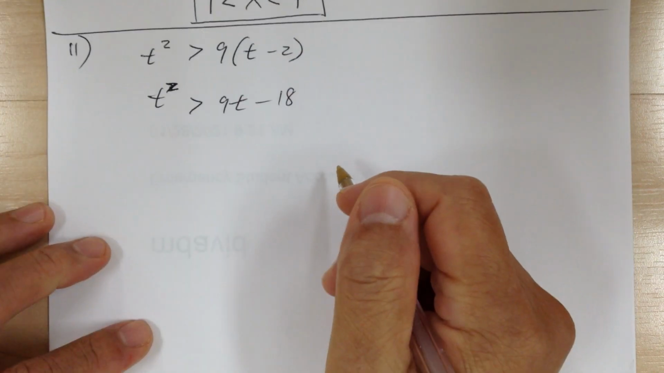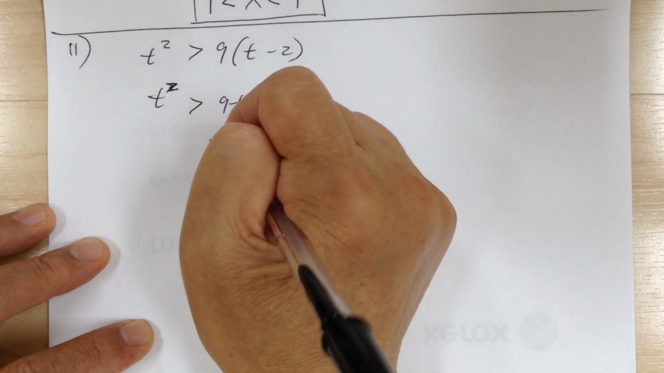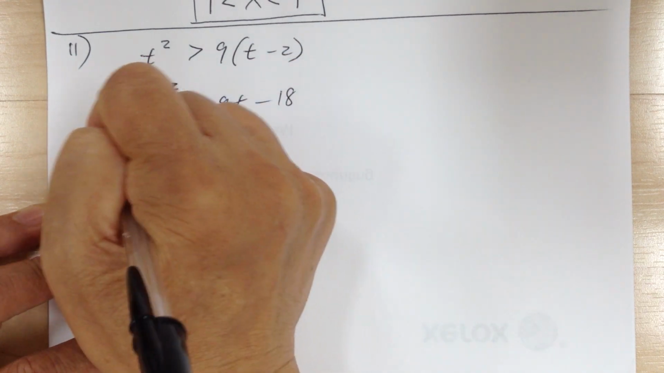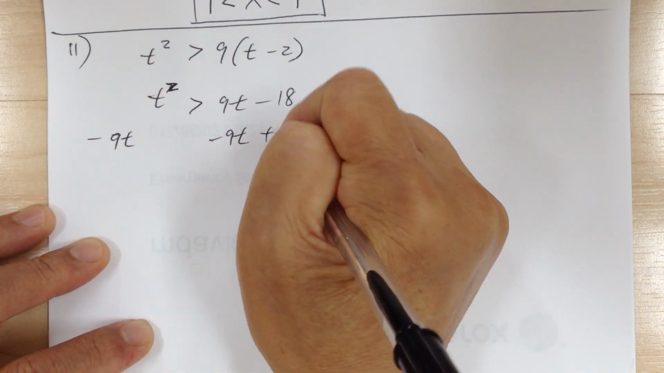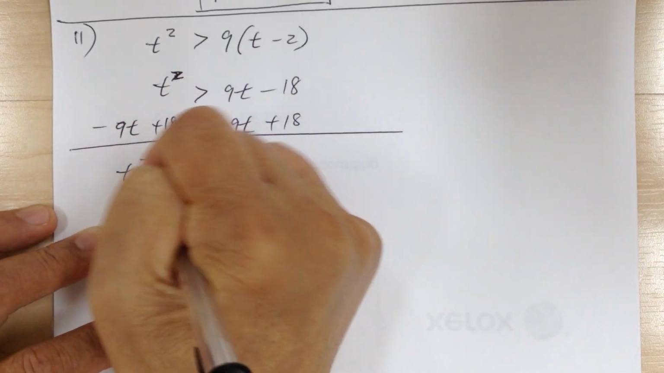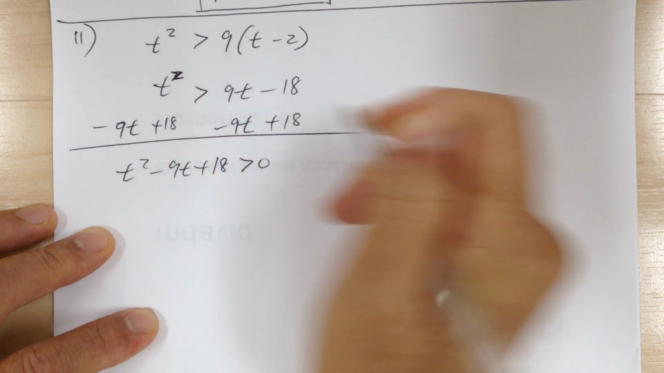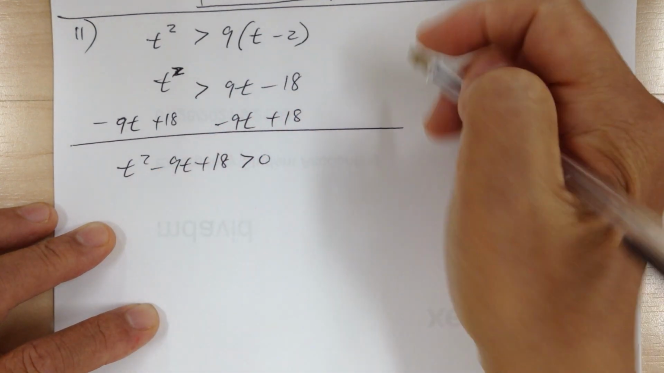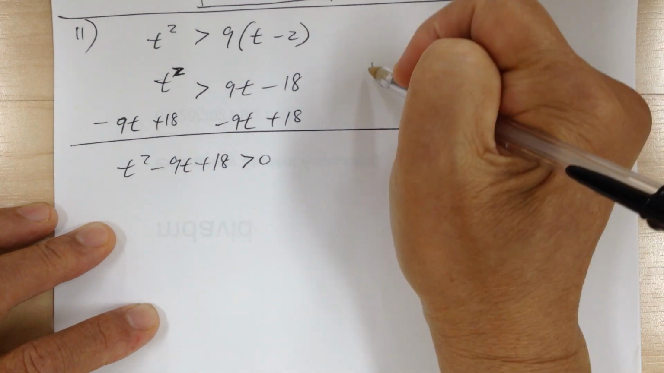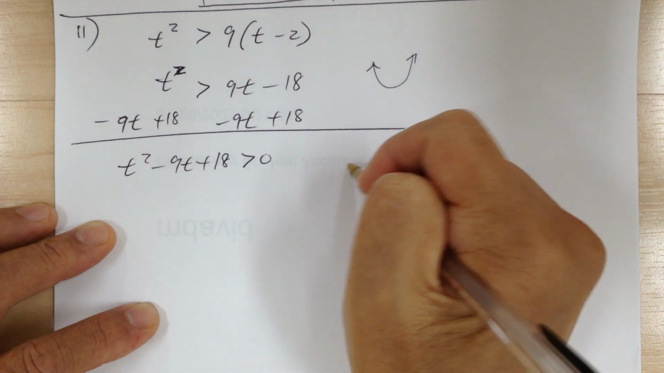Okay, now we're going to move everything to the other side. We want to make this side equal to 0. So minus 9t plus 18, plus 18. So we get t squared minus 9t plus 18 is greater than 0. Okay. So now this is the t squared, so the graph is going to look like a smiling face, right? Okay, so let's go and do the factoring.